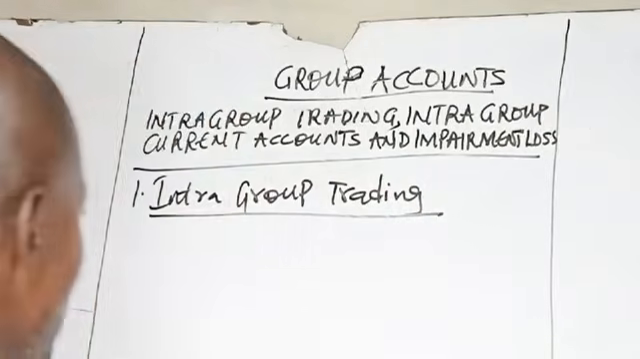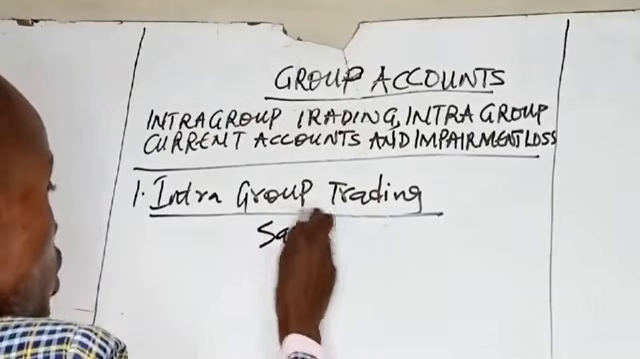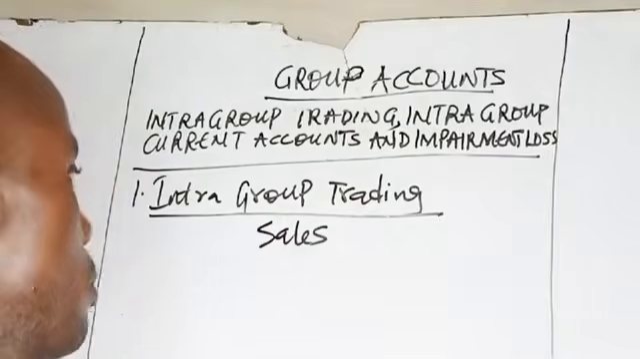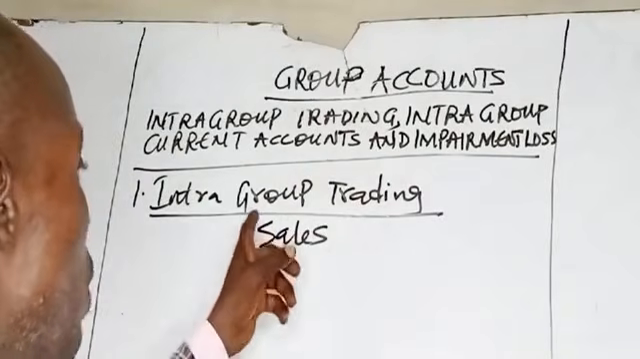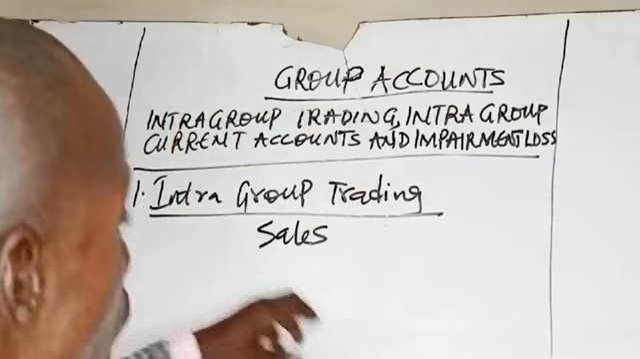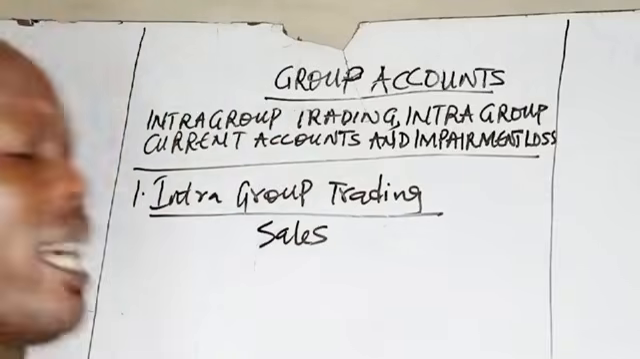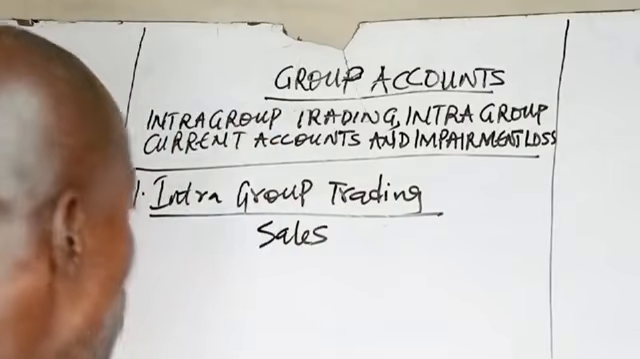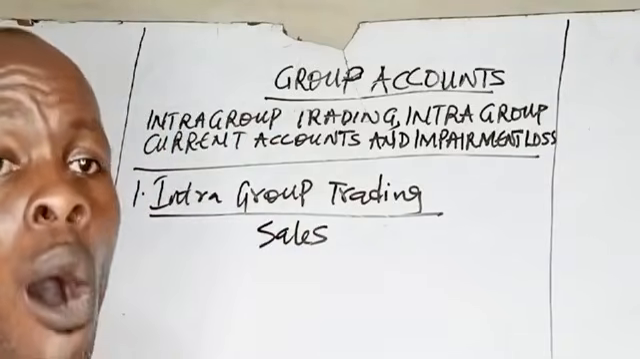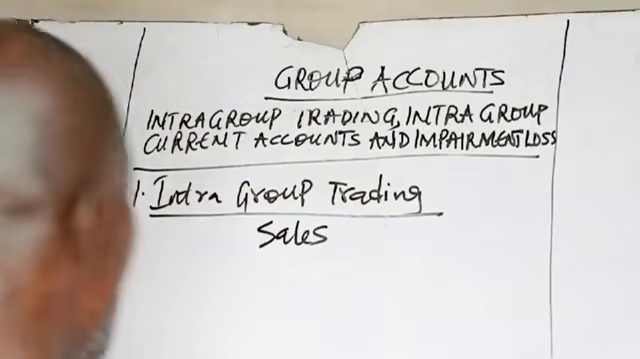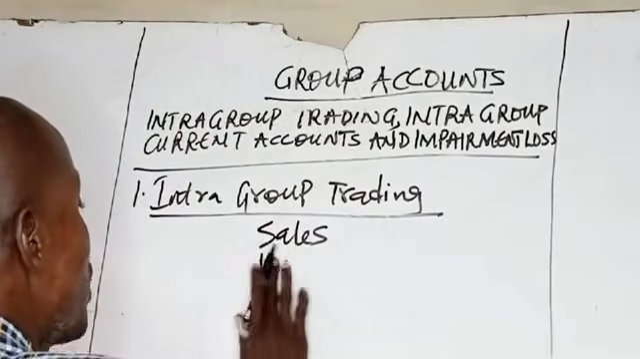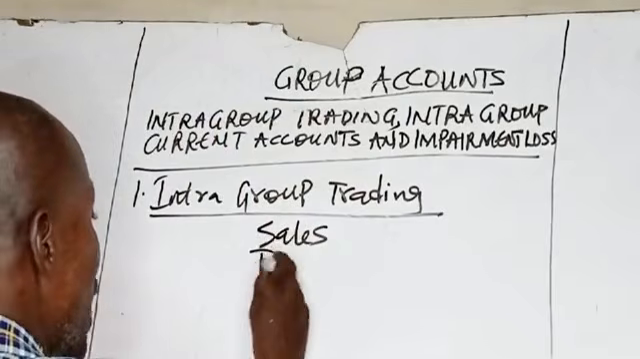the word sales refers to sales to parties outside the group. When you use the word sales, it means the goods are sold to non-group members. Where goods are sold between the members of the group, they are assumed to be transferred. So the right word is transfer.